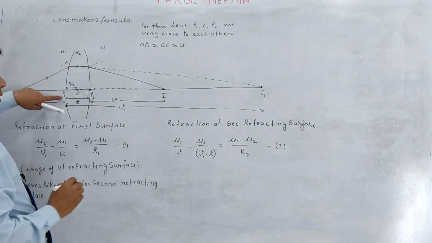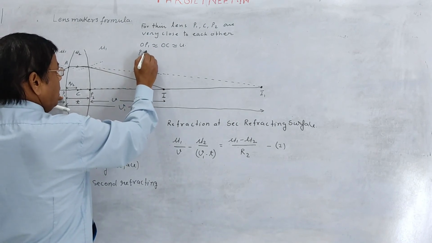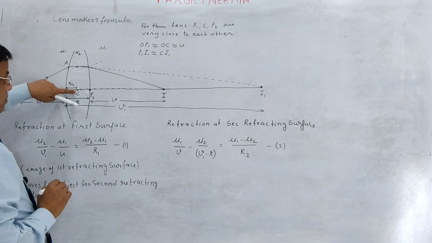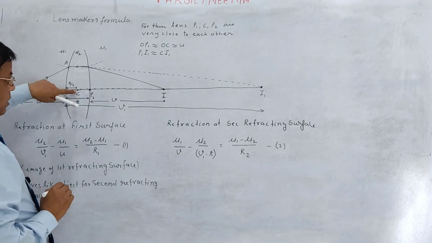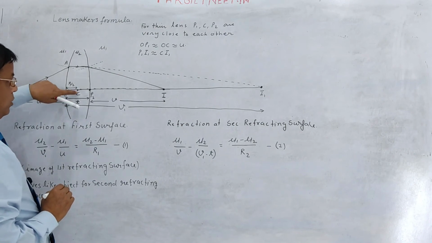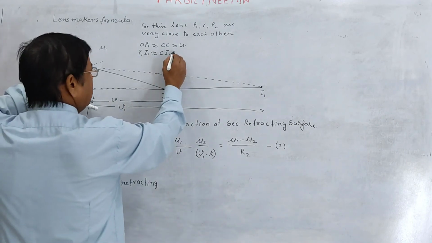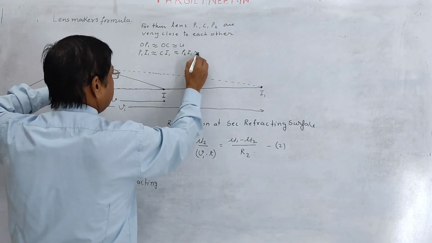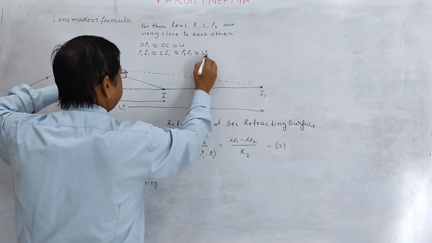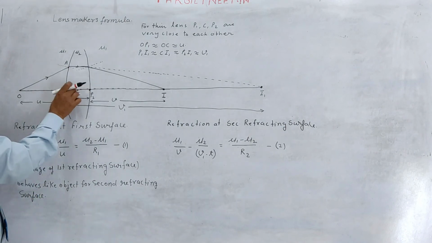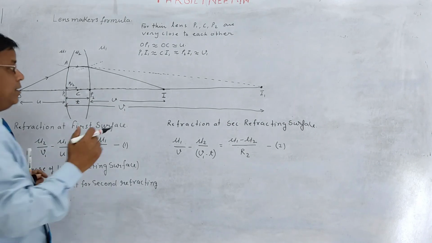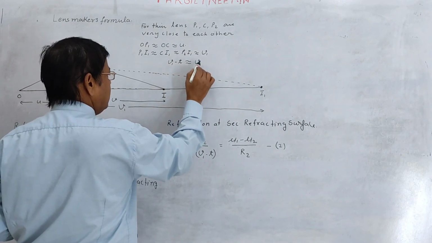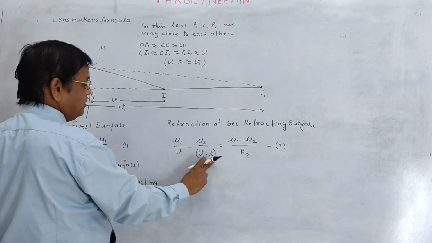Similarly, P1I1 is nearly equal to CI1, this distance. So the distance from here or from here or from here we can take as V. So P2I1 is equal to V1. This is very small, so all these distances we can write like this. It means in place of V1 minus T, we can approximately write V1 because T is negligible. So here V1 minus T can be replaced by V1.